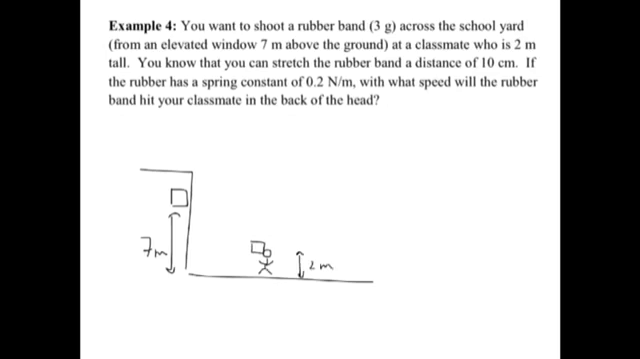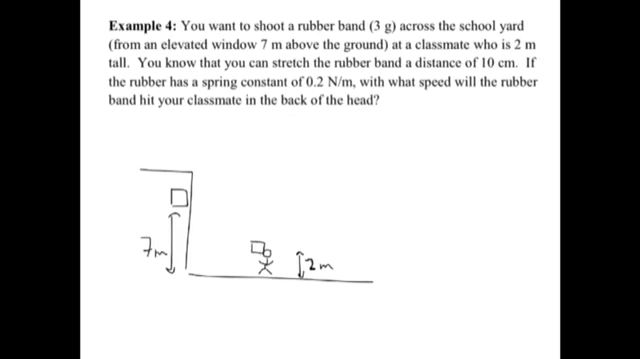And the height of the person is 2 meters. So we have to think about the fact that we have initial potential energy and final potential energy. It starts at some height, but it's not going to end up on the ground. It's going to end up hitting the person in the head. That's the end of the problem. We want to know the velocity when it hits the person in the head.